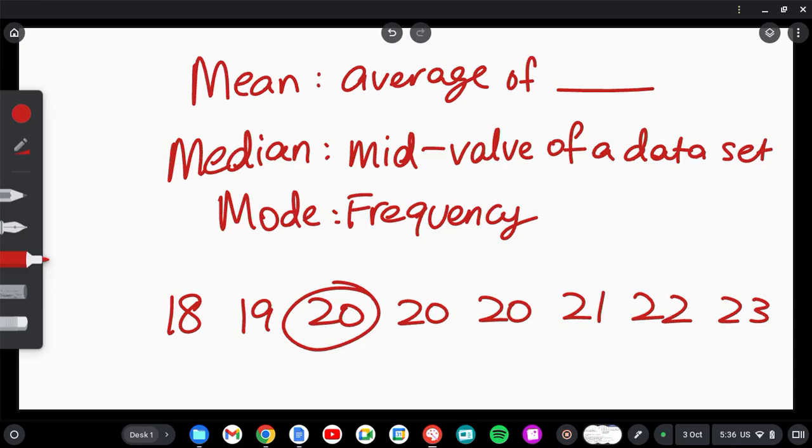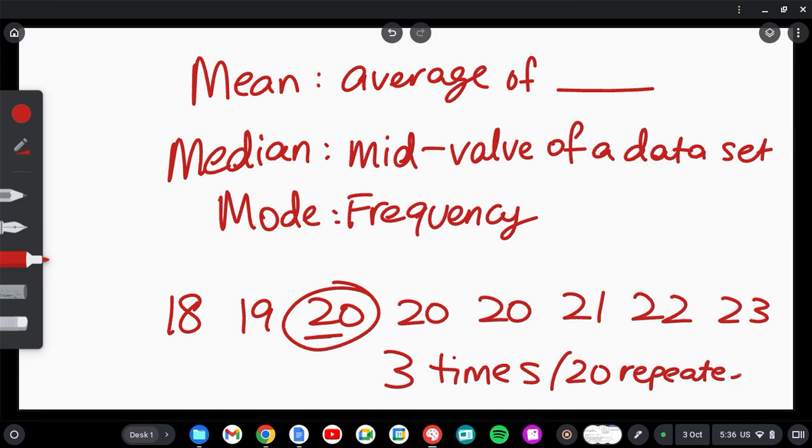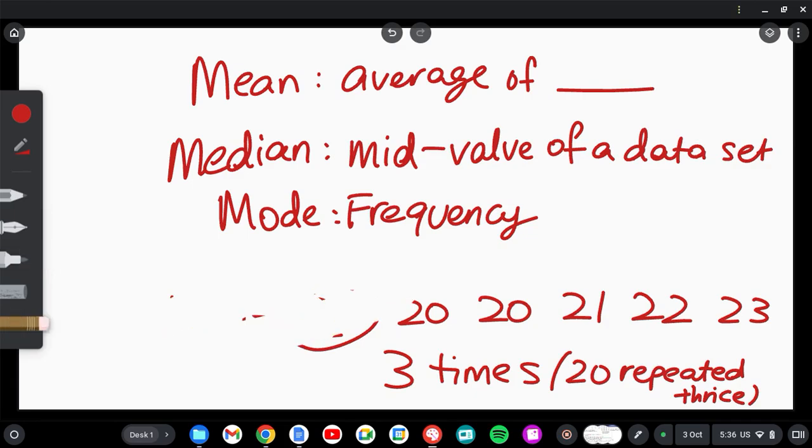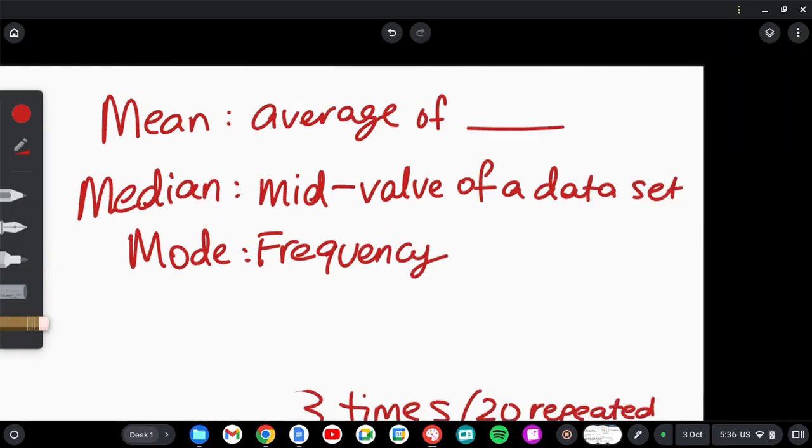Sometimes they'll ask you what is the mode amount or mode number. The mode number is 20, and sometimes they may ask how frequent does this number occur. You will need to tell me it is 3 times, because 20 repeated 3 times. Repeated thrice. Understand? Okay, that's just an example.